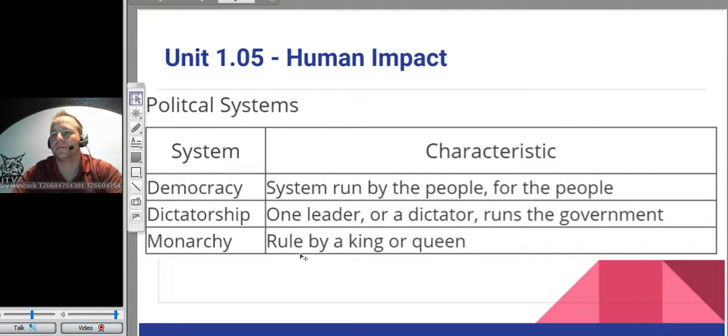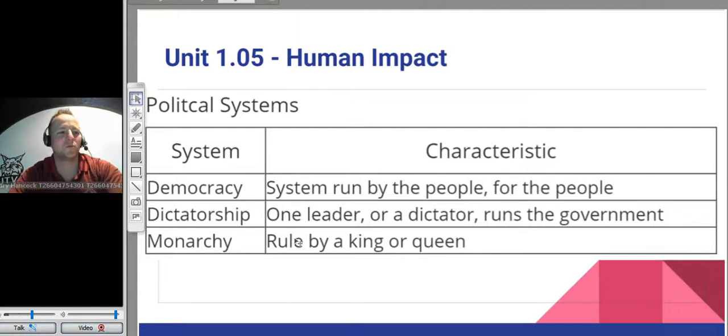Democracy, that is correct, for those that are putting that. So democracy is a system run by the people and for the people. We want to know that we're a democracy. We get a vote. Because if we didn't, we'd have something like a dictatorship, where basically one person rules the entire country and tells us exactly what to do. It's always good when we have something to say and we can let our voices be known.